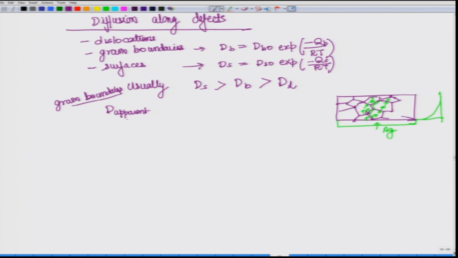we need to define a term D apparent, and this D apparent is given by D lattice plus dB delta by D, where what is delta? Delta is effective thickness of grain boundary. Let us say we have a very large diffusivity of grain boundary, but we have a very large thickness of grain boundary, but still if the overall thickness of the grain boundaries is very small, then it will not contribute to the total mass transfer, and that is where this type of relation comes into picture, and this D is grain size.